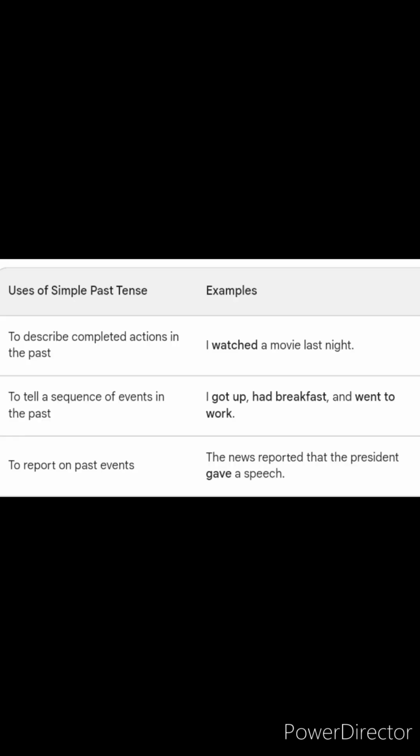Uses of simple past tense. To describe completed actions in the past: I watched a movie last night. To tell a sequence of events in the past: I got up, had breakfast, and went to work. To report on past events: the news reported that the president gave a speech.